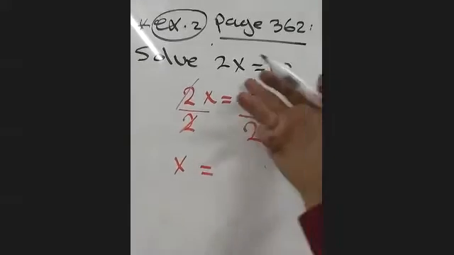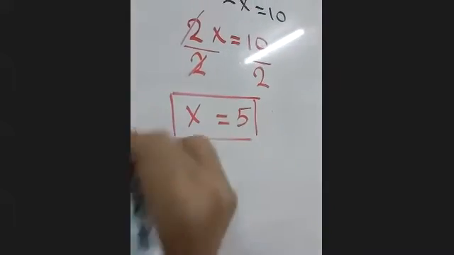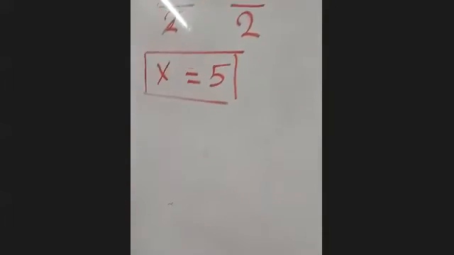This is what we read. How do we read this, Ibni? 10 divided by 2 equals 5. 10 divided by 2 is 5. Focus. It's easy.